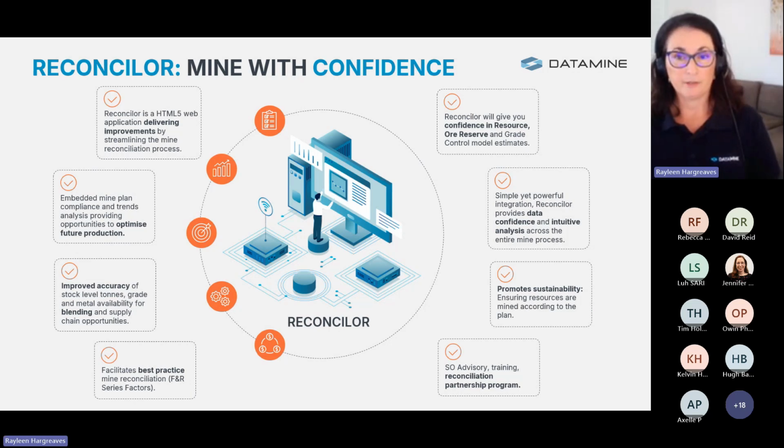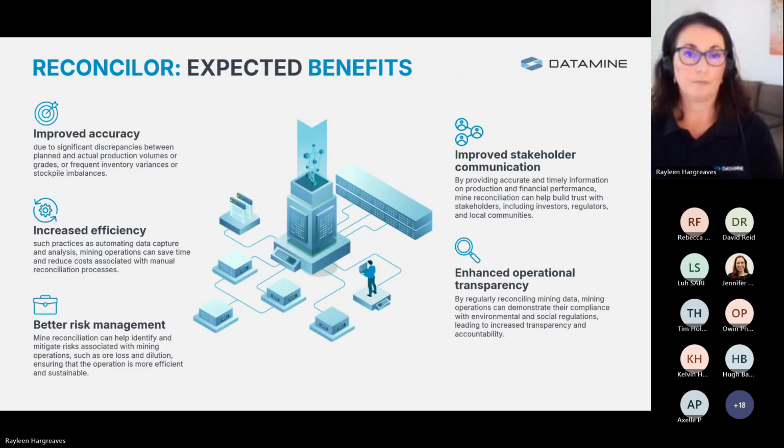We do facilitate best practice reconciliation, and I'm talking about the F and R series or variance reporting. So not everybody is doing factor reporting for their reconciliation results. We do offer both options in the product, and that's completely configurable by the mine site, so the users of that mine site. And I would just like to draw your attention to the box at the bottom right, the Snowden Optiro Advisory Training Reconciliation Partnership Program. It doesn't have to end with just getting Reconciler. It can actually continue on with mentoring and training in the reconciliation space with Snowden Optiro. So with Reconciler, you can mine with confidence, knowing your data and your decisions are aligned for success.